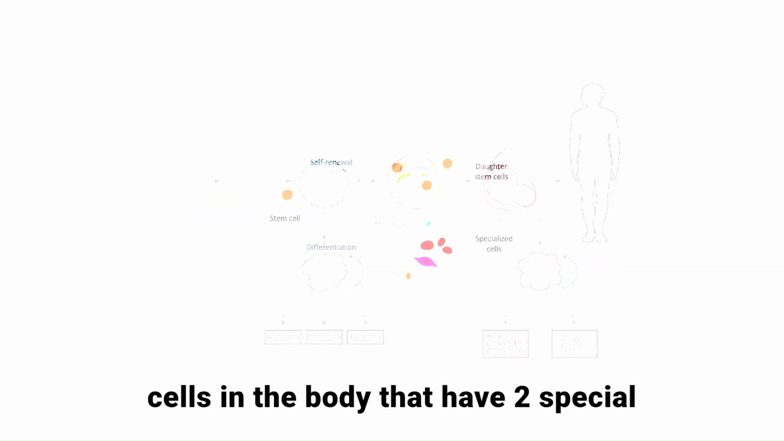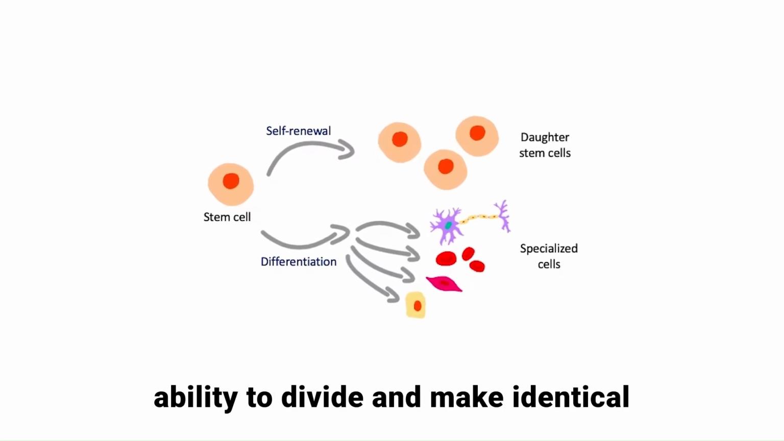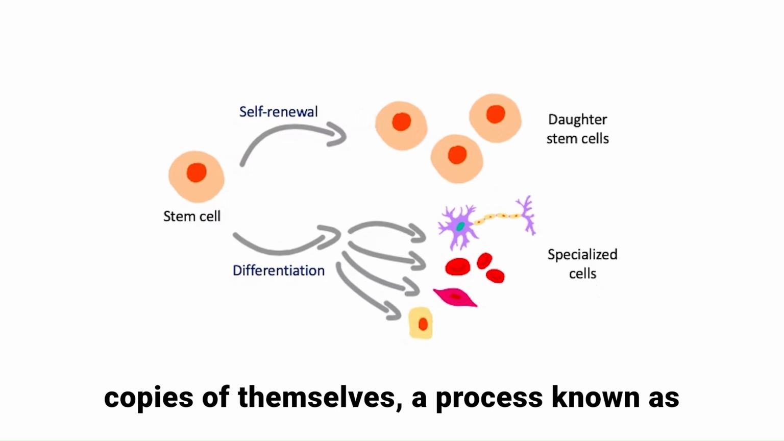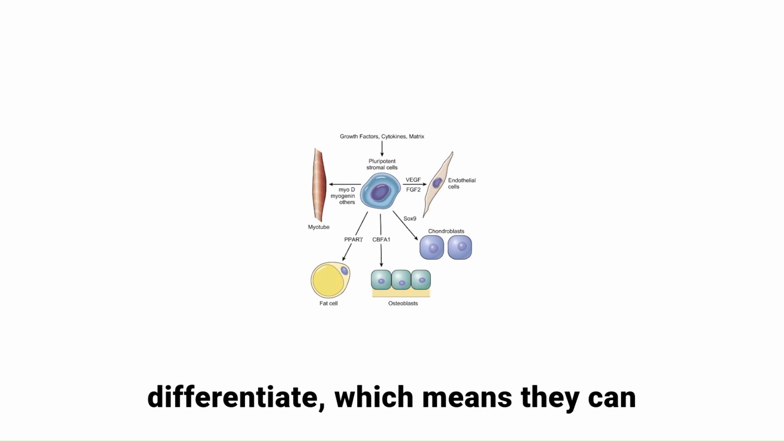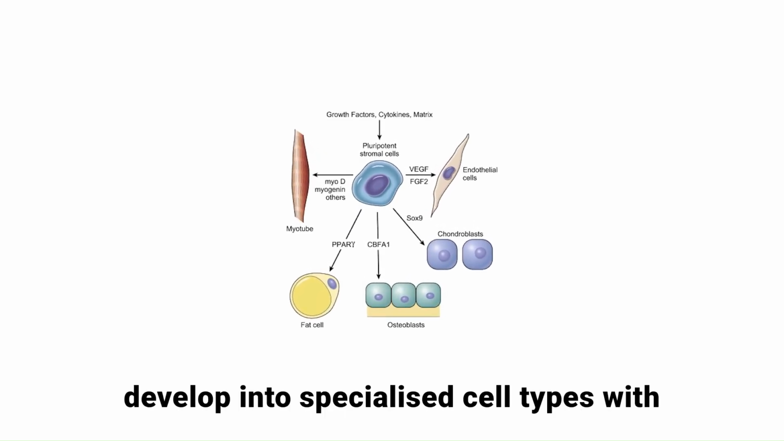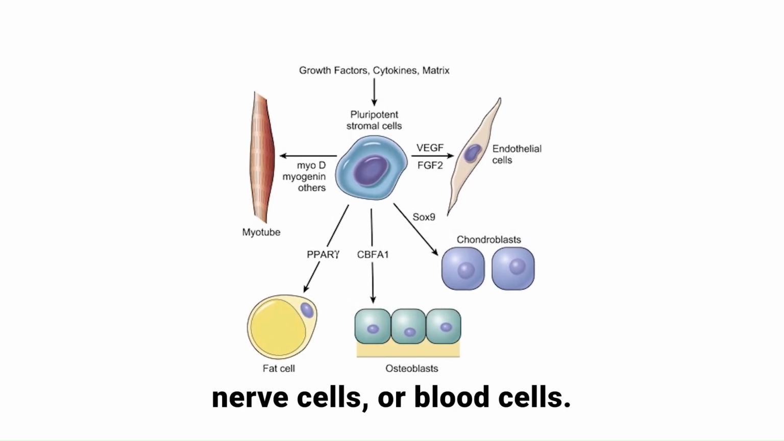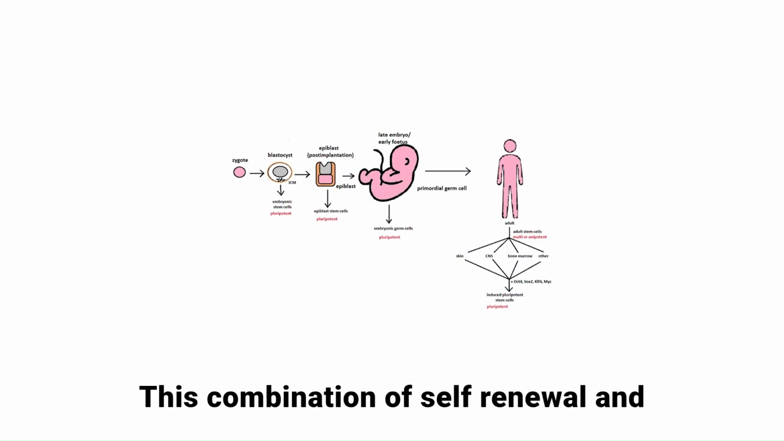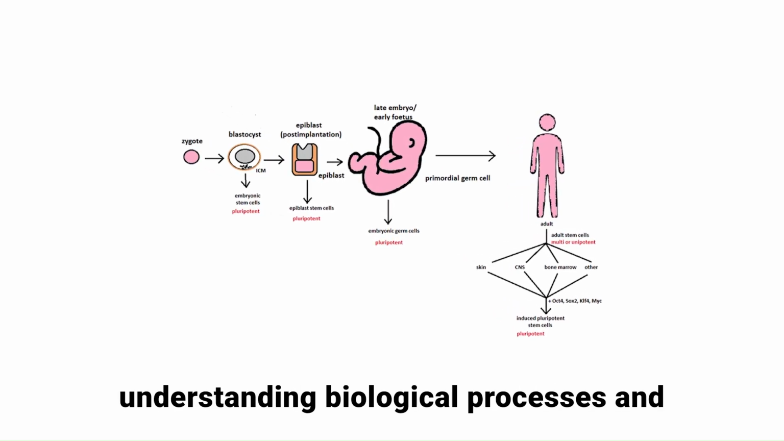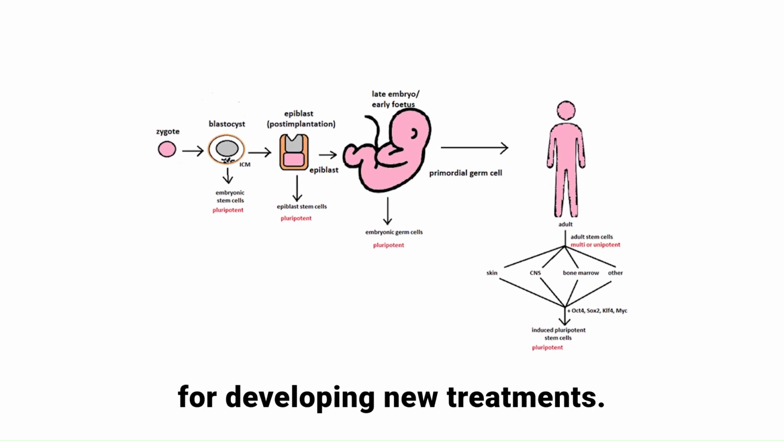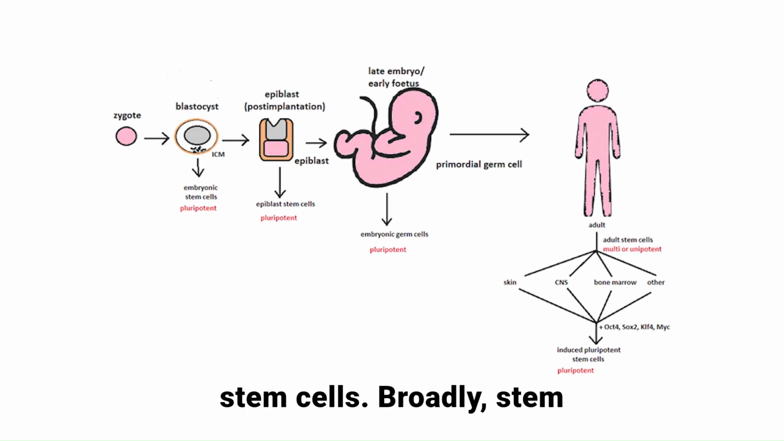Stem cells are unique cells in the body that have two special characteristics. First, they have the ability to divide and make identical copies of themselves, a process known as self-renewal. Second, they can differentiate, which means they can develop into specialized cell types with specific functions, such as muscle cells, nerve cells, or blood cells. This combination of self-renewal and differentiation makes stem cells incredibly valuable, both for understanding biological processes and for developing new treatments. Now, let's look at the main types of stem cells.